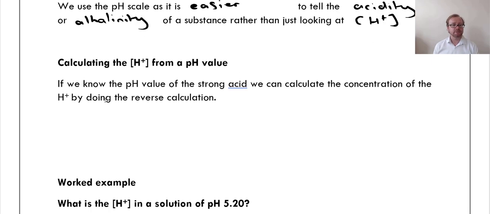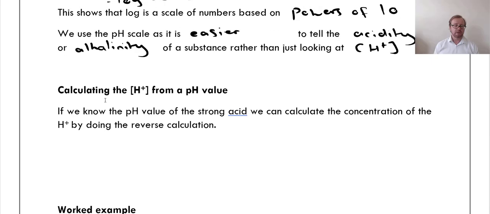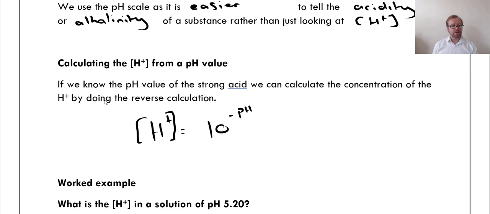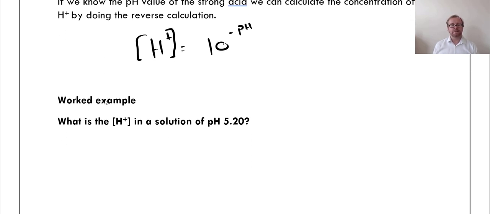Calculating the concentration of H+ from a pH value. If we know the pH value of the strong acid, we can calculate the concentration of the H+ by doing the reverse reaction. So H+ equals 10 to the minus pH. Okay, so worked example. Again, you should be able to do it now. I've given you the formula, so have a go. What is the concentration of H+ in a solution of pH 5.2? Okay, I'm sure you've managed to do this one as well.